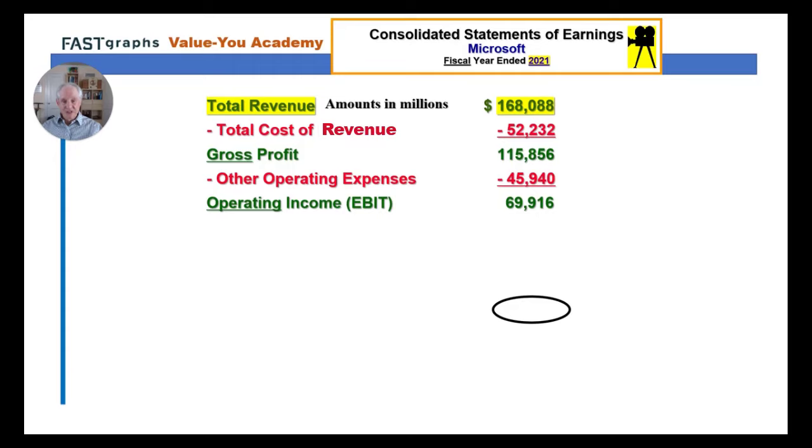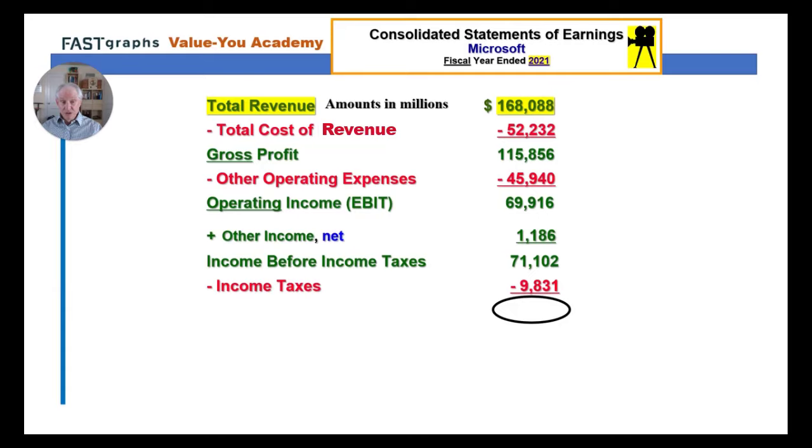Now below this are the other things. Now Microsoft has a lot of free cash, so they invested in stocks and bonds and other things, and they make some income off of it, other income. Net means after some things. So they had the bottom line other income net of 1.186 billion. That adds to what they're going to have to pay taxes on. So we're up to 71,102 income before taxes. They have a provision for taxes of 9.8 billion, leaving them the bottom line 61,271,000,000. That number in the oval is called their return for this fiscal year. For the 12 months ending June 30th, 2021, they had 61.3 rounded up billion in profit, net income, after all costs and expenses.